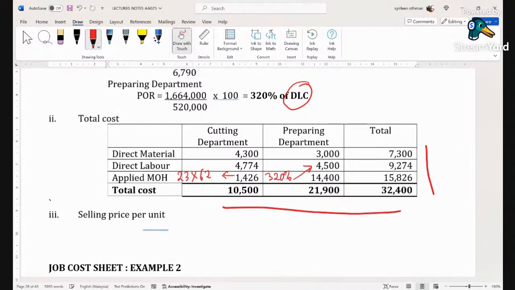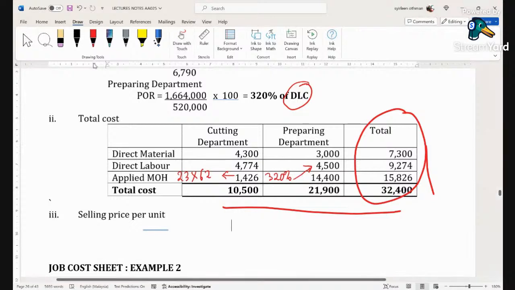Now, kita dah ada cost untuk cutting department and preparing department. So, bila orang tanya how much is actually the cost untuk job Z14 tadi kan? Alright, so kita akan ambil the total here. This part. This is actually the total. Okay, so now we are going to calculate the selling price per unit. So, selling price akan ambil 32,400 ni lah.